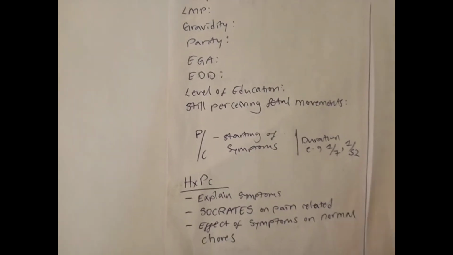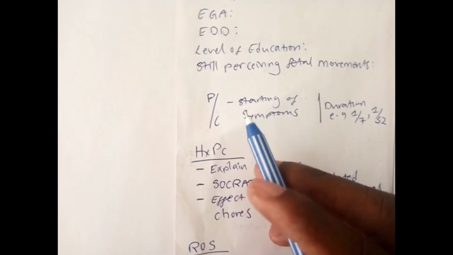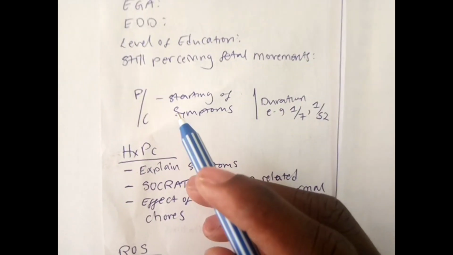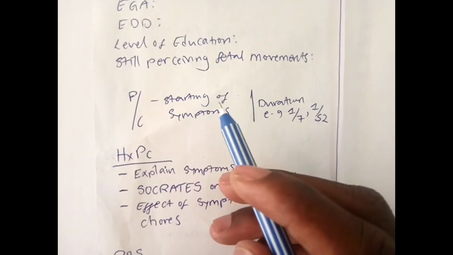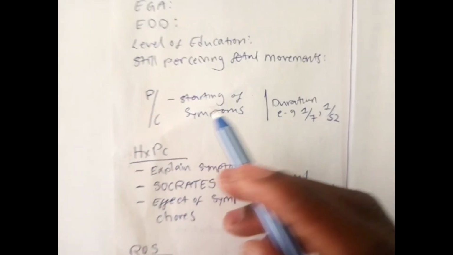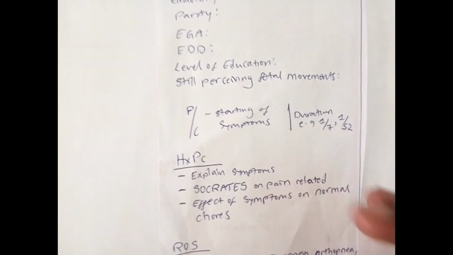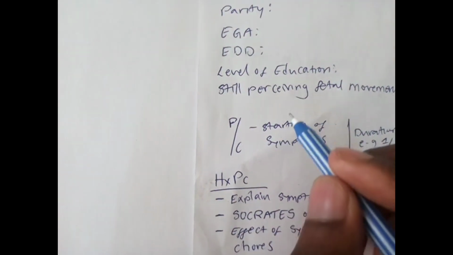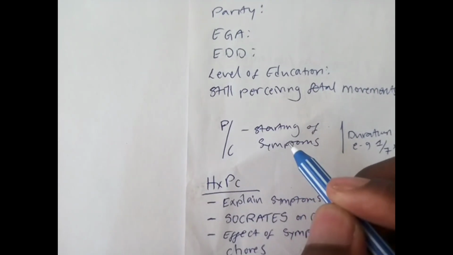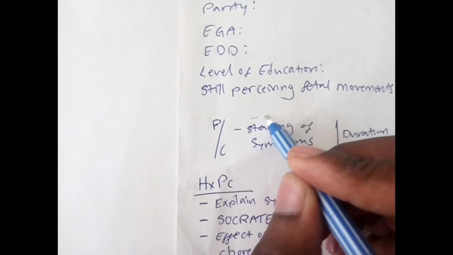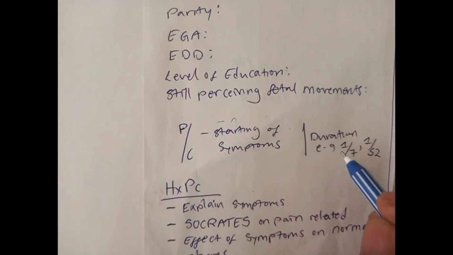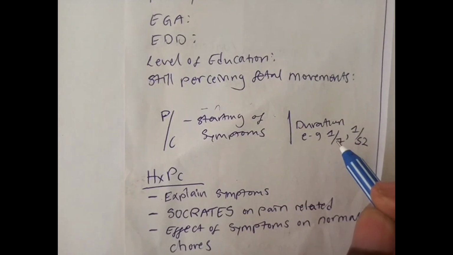Okay, so we move on to the presenting complaint. In asking for the presenting complaint, you have to write the symptoms in the order in which they occurred. So let's say starting of symptoms. If the first symptom is abdominal pain, write abdominal pain here. Okay, then you put the duration. This is how we write duration.